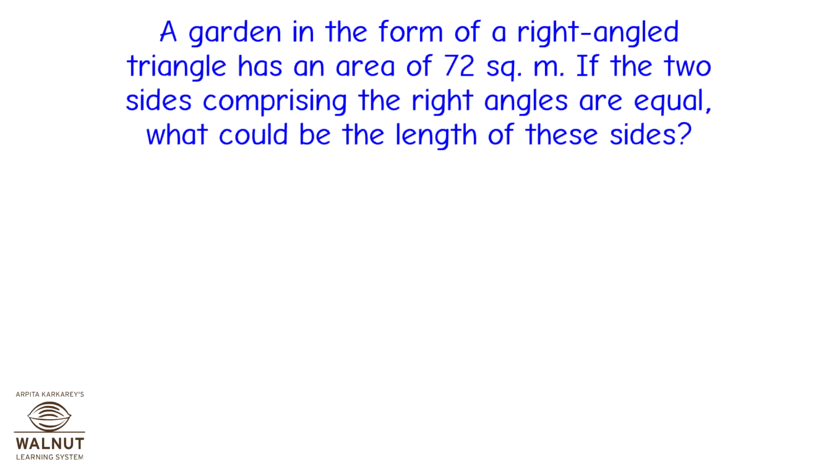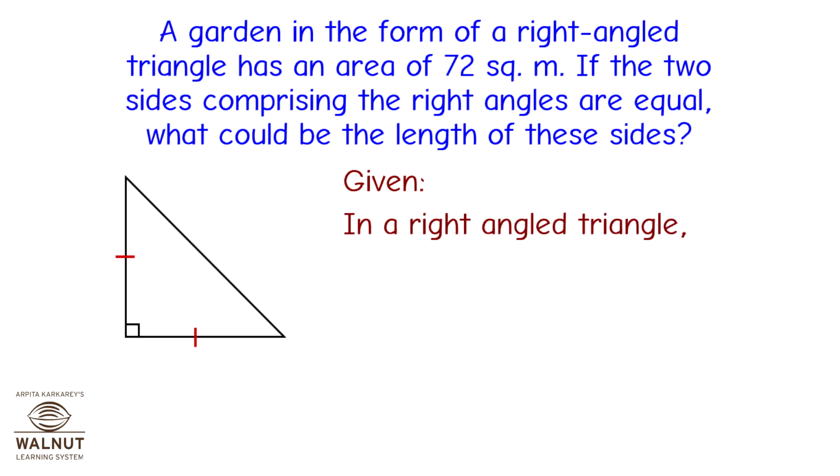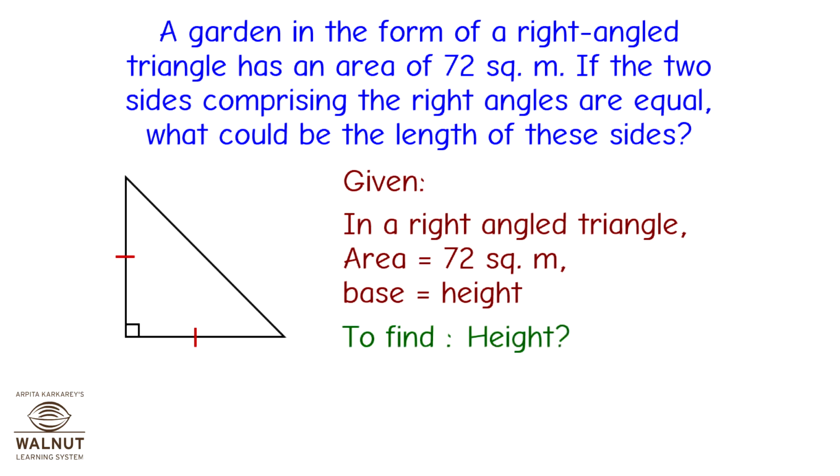Let's take a look at another one. Read the problem statement carefully. A garden in the form of a right-angled triangle has an area of 72 square meters. If the two sides comprising the right angle are equal, what could be the length of these sides? Read and think. The garden is in the shape of a right-angled triangle. So draw that first. The area is 72 square meters. The two sides forming the right angle are equal. So mark them. We have to find the length of the sides.